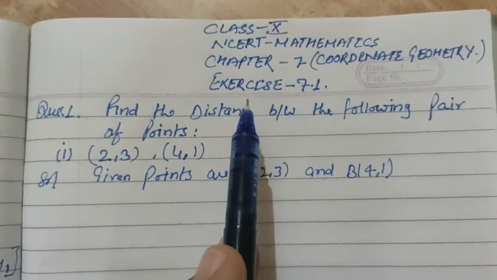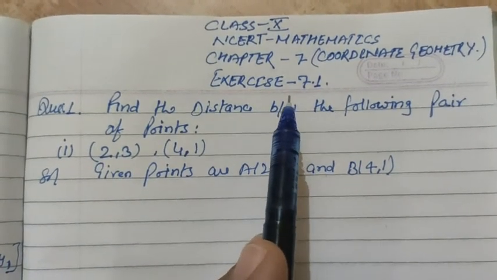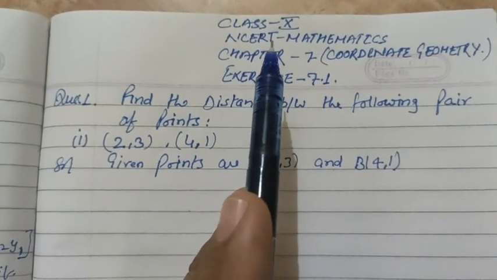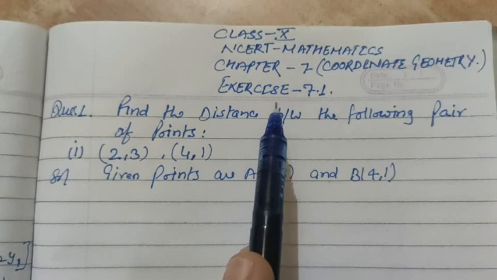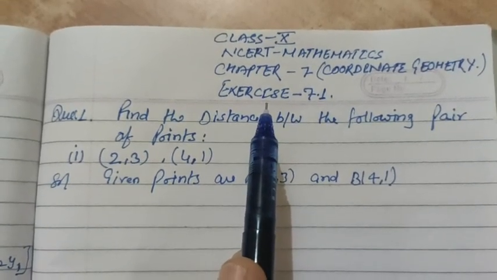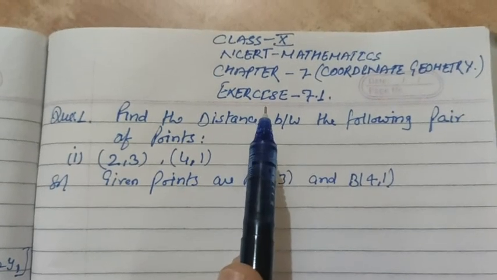Hello everyone, in this video we will start exercise 7.1, chapter 7, that is coordinate geometry, NCERT mathematics class 10. The basics of this chapter we have already discussed in the last video, so I will give the link of that video in the description of this video so you can watch from that link.